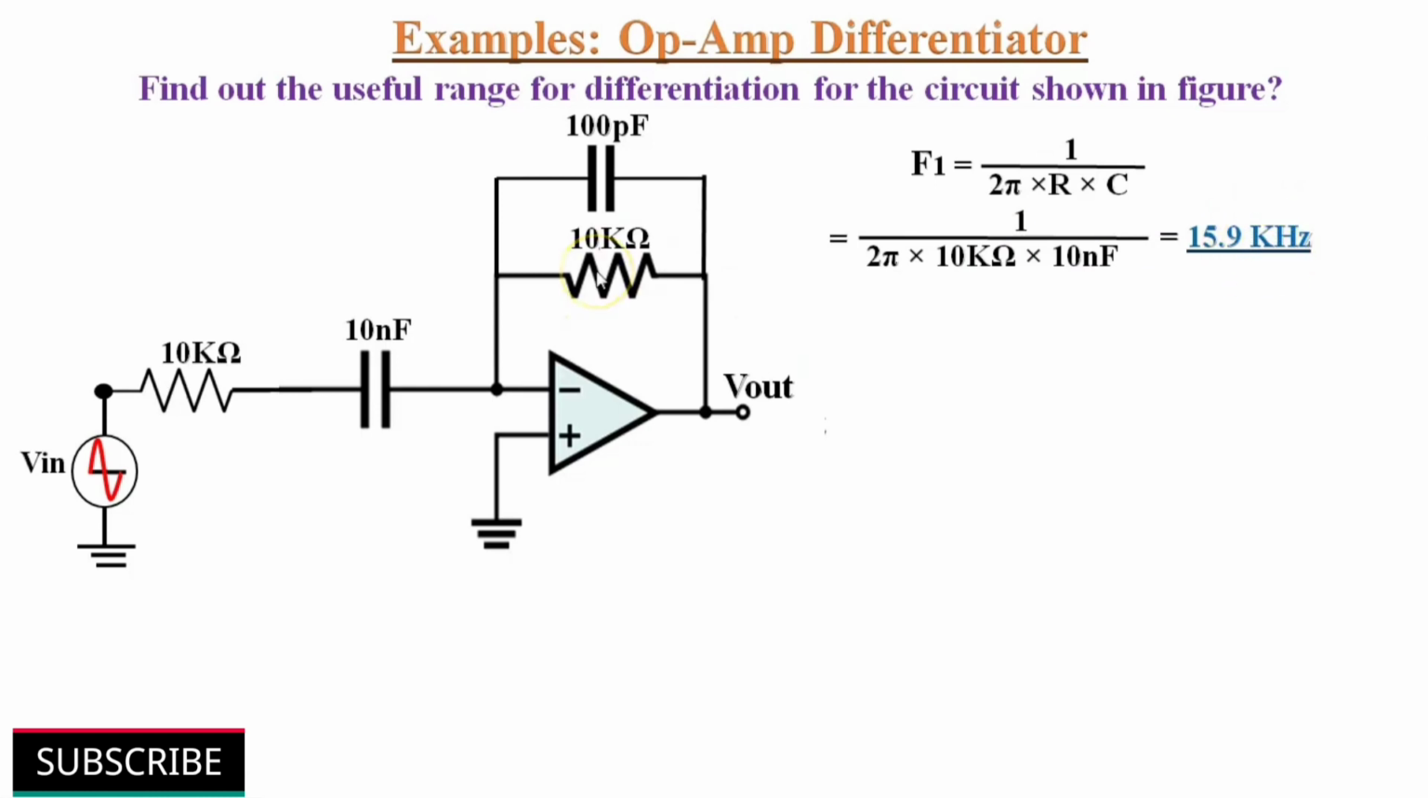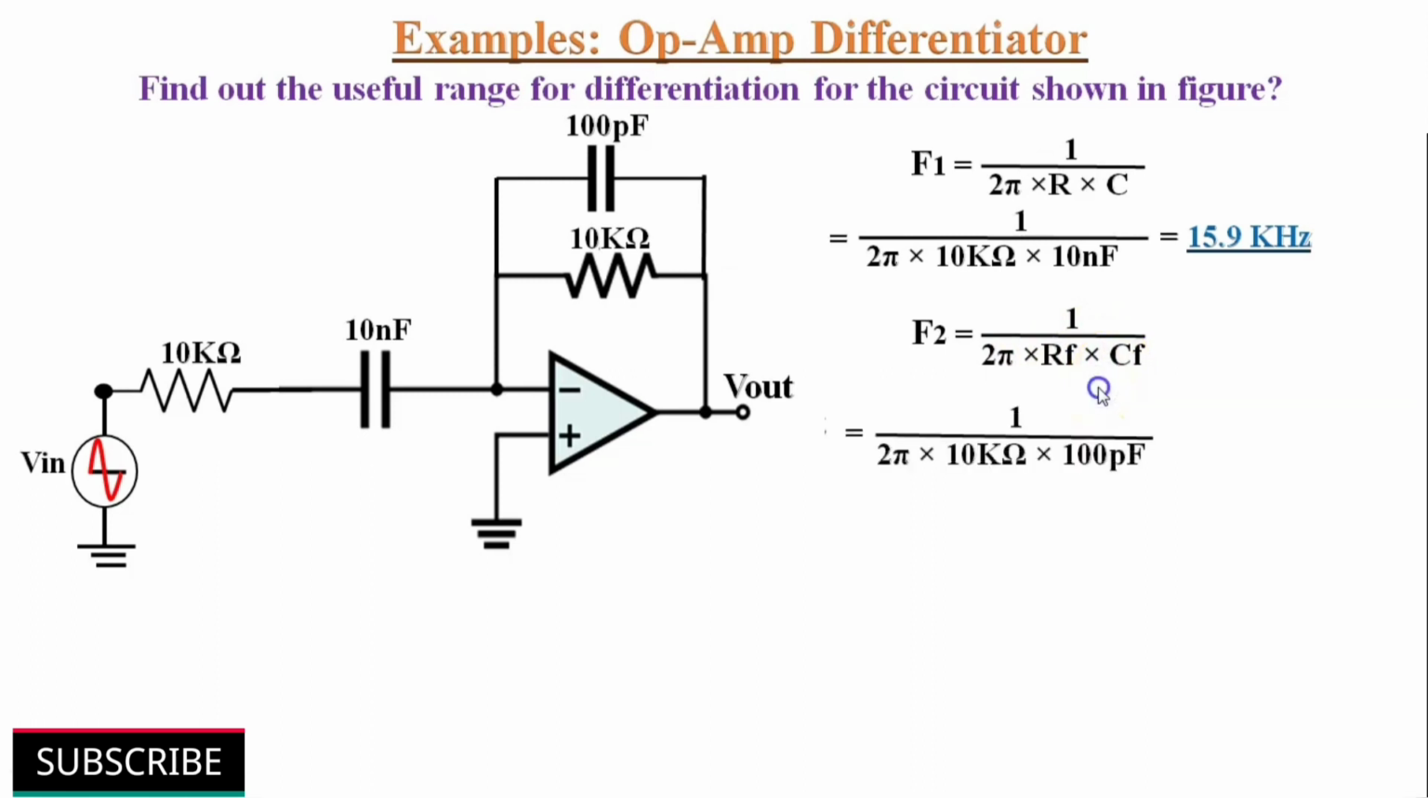Now the cutoff frequency F2, because of the feedback resistor and capacitor, equals 1 upon 2 pi Rf multiplied by Cf. And that becomes 159 kilohertz. Here cutoff frequency F1 is less than cutoff frequency F2. So the input signal frequency must be lesser than 15.9 kilohertz for differentiation in this circuit.